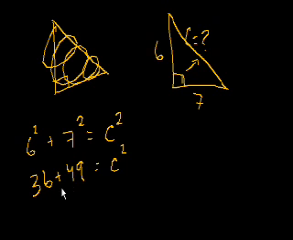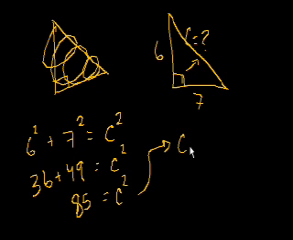What's 36 plus 49? It's 70. It's 85. 85 is equal to c squared. Or c is equal to the square root of 85. And this is the part that most people have trouble with, is actually simplifying the radical. So let's see, the square root of 85.